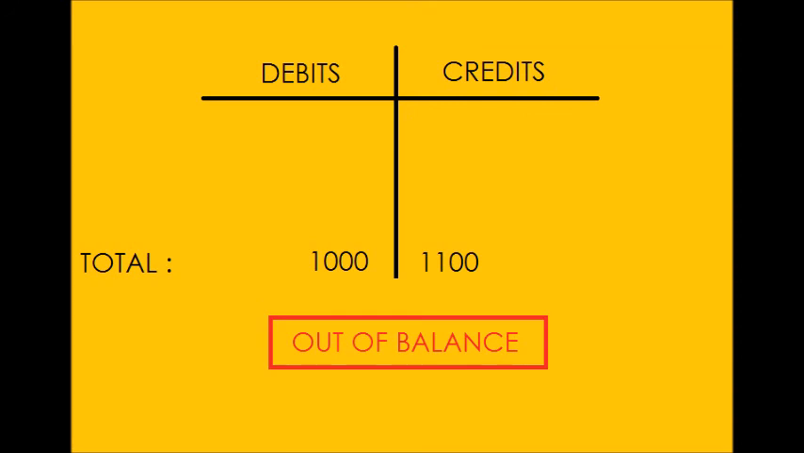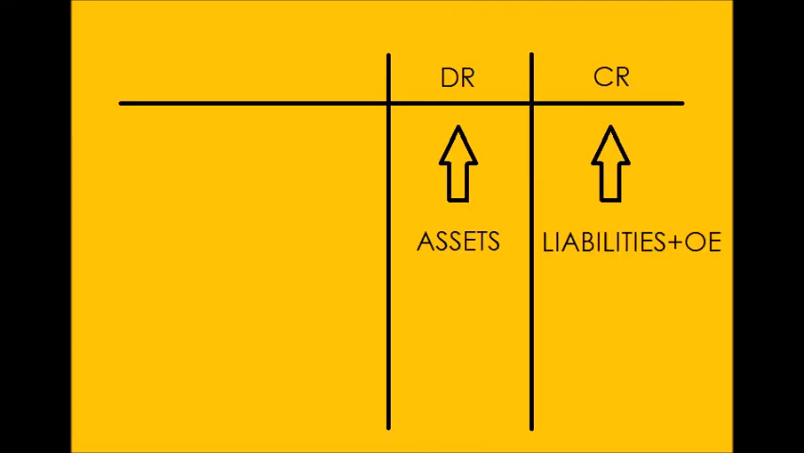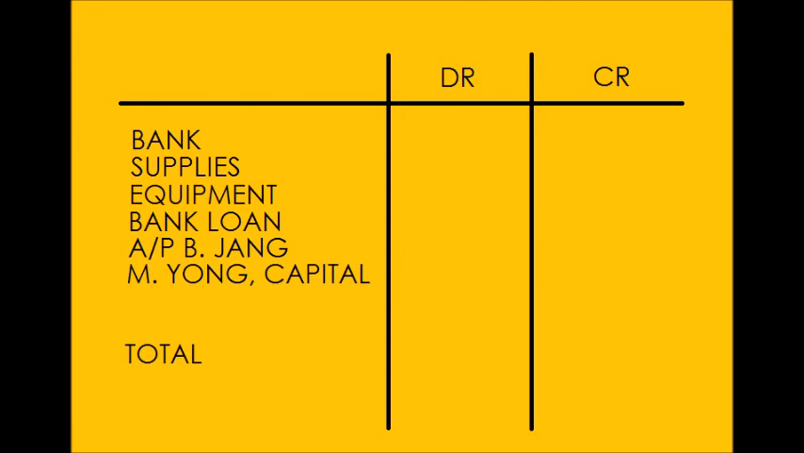If the debits do not equal the credits, the ledger is said to be out of balance. And then you must look through the debits and credits to find out why this is. Now, we are going to show you an example of a trial balance. The process of making a trial balance is referred to as taking off a trial balance.